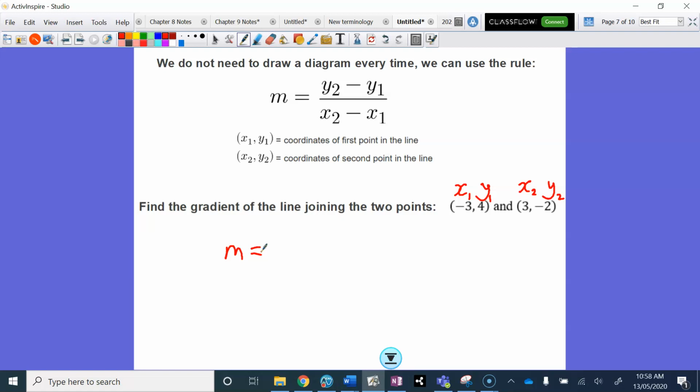So my y2 value is -2, take away my y1 value, which is 4, divided by my x2 value, which is 3, take away my x1 value, which is -3. And if I was to simplify that, -2 take away 4 is -6. 3 take away -3, so add 3. 3 plus 3 is 6. And the gradient is -1, which I knew from actually drawing that diagram on the previous slide.